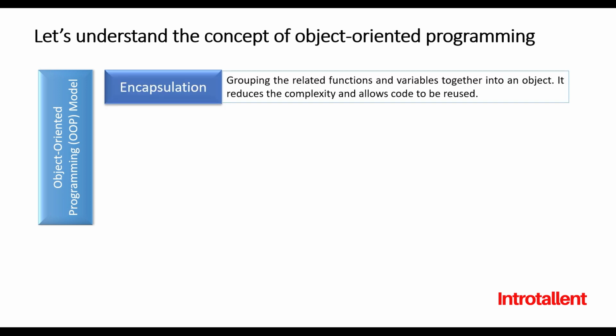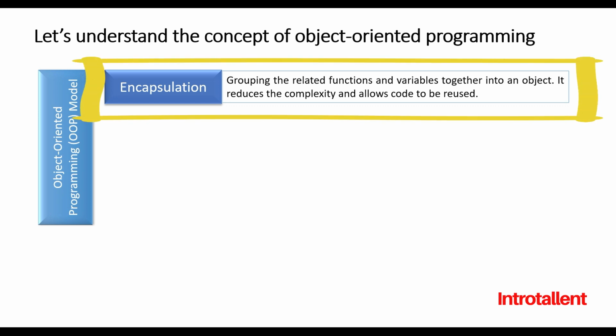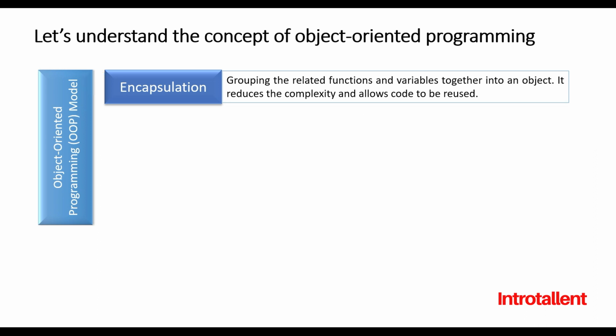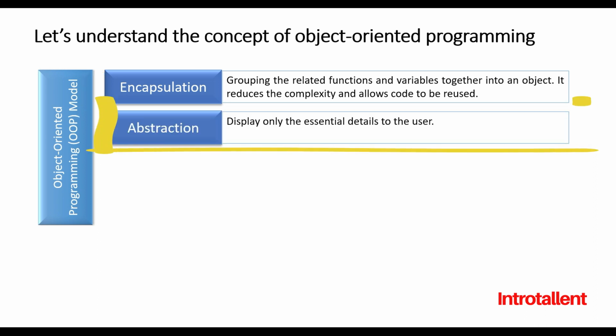And this object-oriented programming model consists of encapsulation, which means grouping the related functions and variables together into an object, right? It reduces the complexity and allows code to be reused. That is the encapsulation feature, which is a part of object-oriented programming model. The next one is abstraction, which is basically displaying only the essential details to the user and hiding the rest of them.